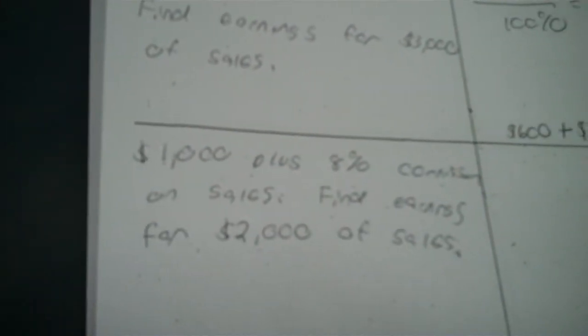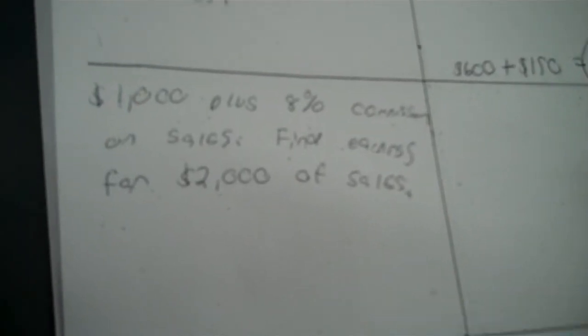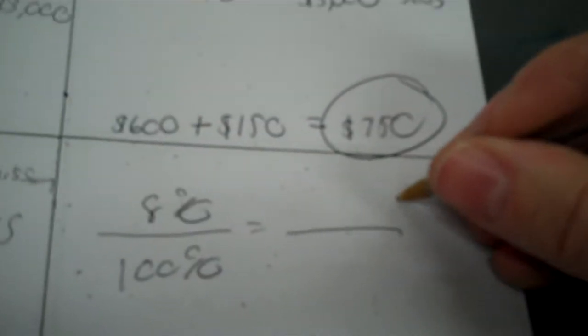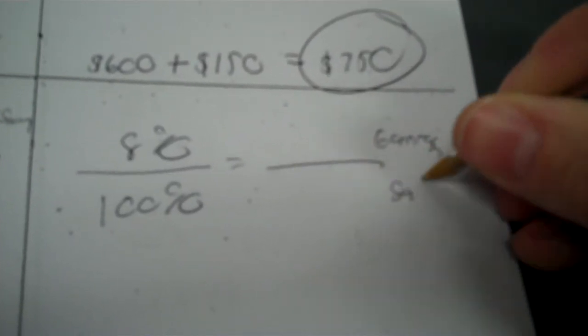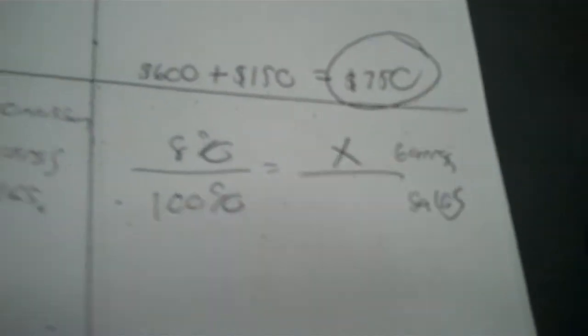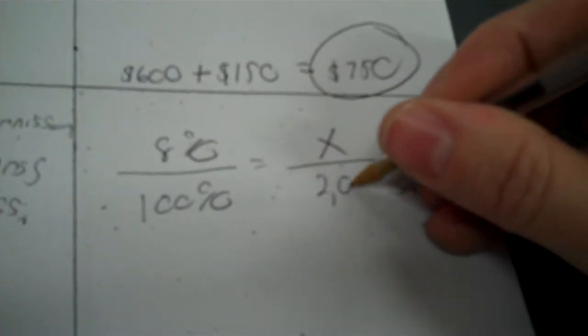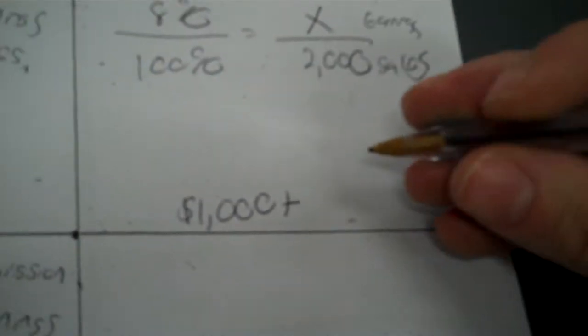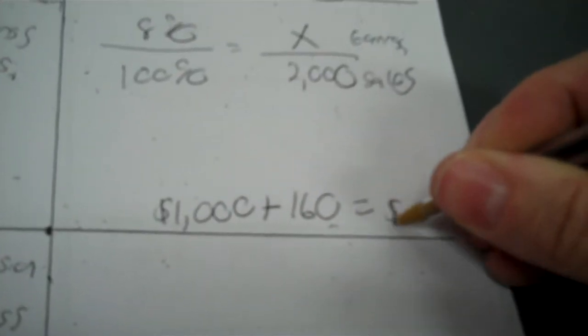Okay, $1,000 plus 8% commission on sales. Find earnings of $2,000 of sales, okay? So 8%. Now remember, $1,000 I align here. And I essentially have to figure out what 8% of his sales are. I'm trying to figure out how much we earn, and I know my sales are 2,000. So I take 8 times 2,000 divided by 100, 160. So it's $1,160.